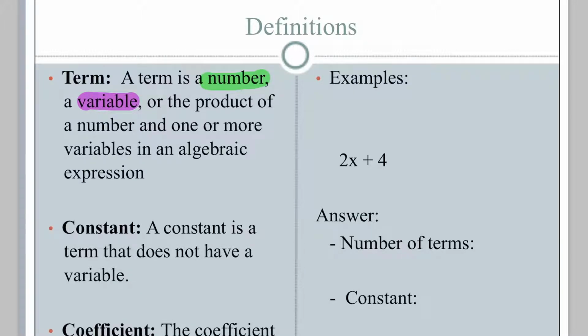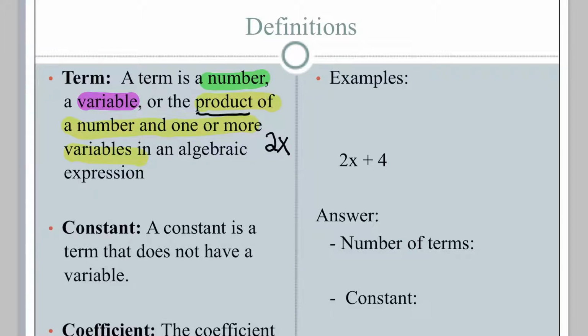Again, a variable is a placeholder. Usually we denote a variable with a letter of the alphabet. Most commonly we use x or y, but it could be any letter of the alphabet that you may see. And then it could also be the product of a number and one or more variables. And product, again, refers to the operation of multiplication. So in the case where we have a number, so again, any of our numbers, such as, let's just use 2, multiplied by a variable.